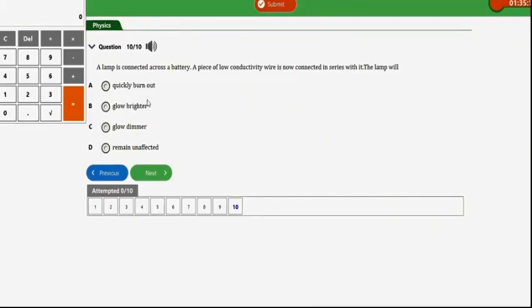So this basically covers problems involving resistors in series and in parallel. Hope you learned something interesting from the video.